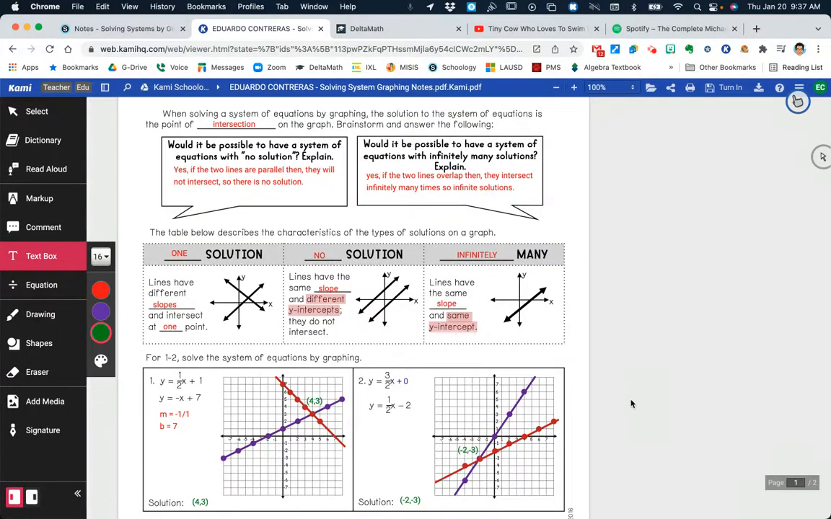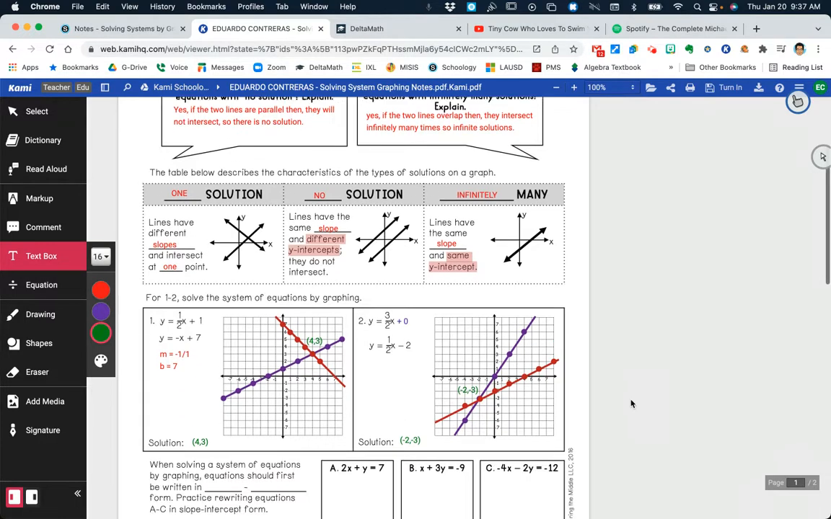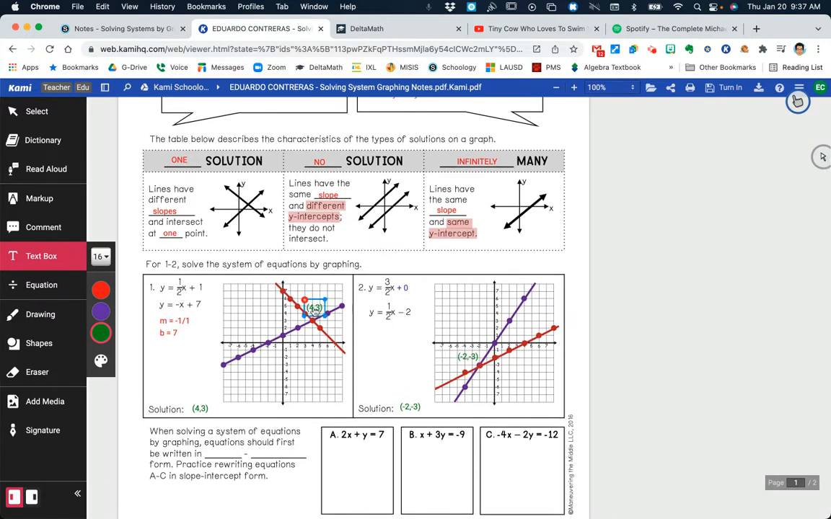So yesterday we talked about how a pair of lines can intersect, crossing at one point; be parallel, never intersecting; or overlap, always intersecting, in which case they have infinite solutions. And we graphed a couple of systems to find the answers. And the answer is always where the two lines meet, that point.